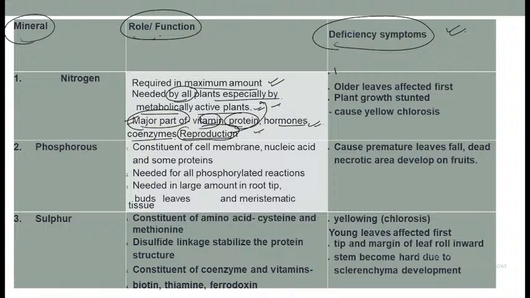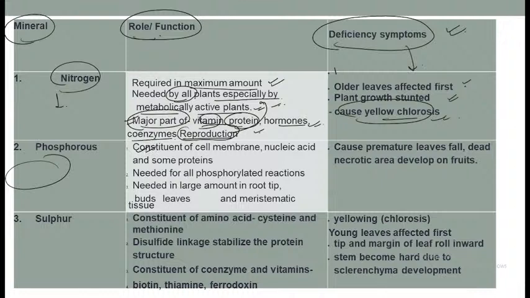Okay, then deficiency syndrome: older leaves get affected first. Plant growth gets stunted if there is nitrogen deficiency in the plant, and then it can cause yellow chlorosis. Okay. Second one is your phosphorus.